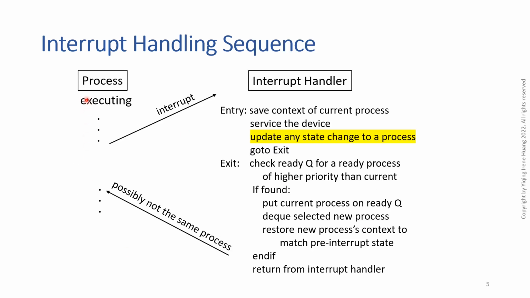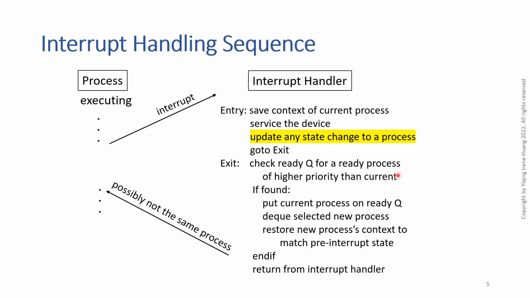So let's take a look at the interrupt handling sequence. A process is executing, an interrupt happens, and then we enter the interrupt handler. Upon entry, we save the context of the current running process, and then we service the device. Then after that, we update any state change to a process. Remember, the interrupt may cause certain processes to become ready. So this step is very important. Then we go to exit.